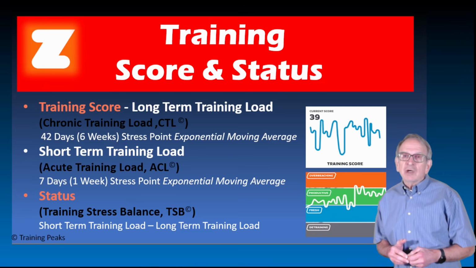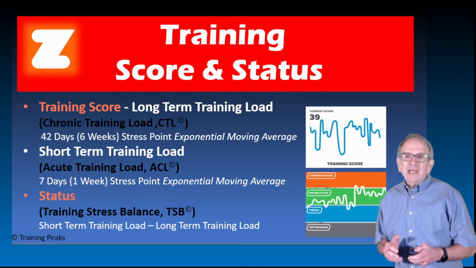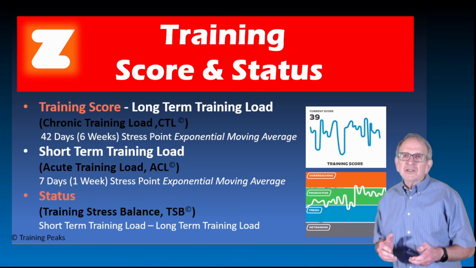So first, training score. That's your long-term training load, the 42-day exponential moving average. And while Zwift calls it training score, Training Peaks calls it chronic training load, or CTL.